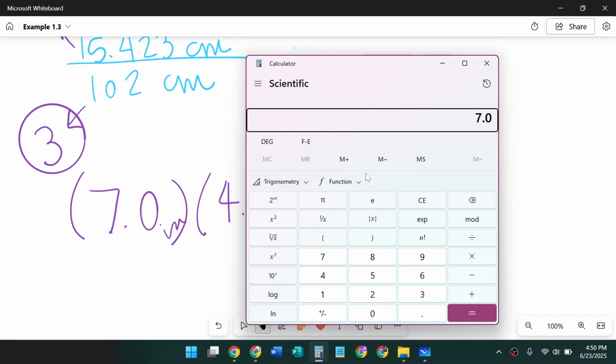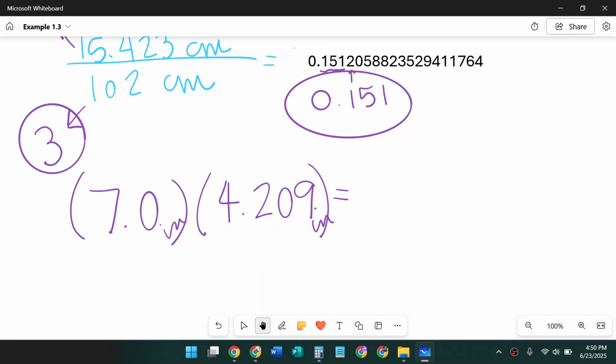Again, we're going to start by just using our calculator to type that in. 7 times 4.209. So our answer is 29.463. So let's start by writing that down. 29.463. And because we were multiplying inches by inches, our unit's going to be inches squared. Notice I didn't put any units on this one because we divided centimeters by centimeters, which means those units would cancel out. And this one, the units are being multiplied, so they become square.